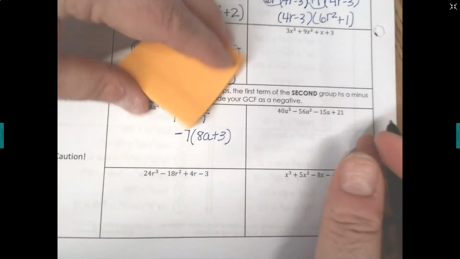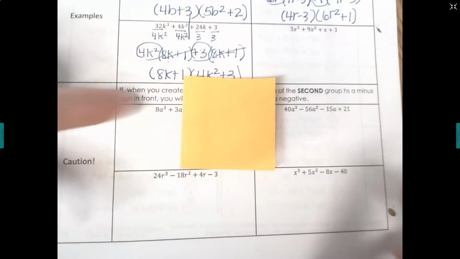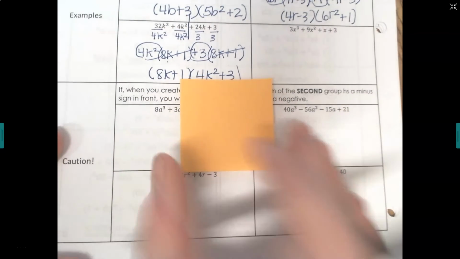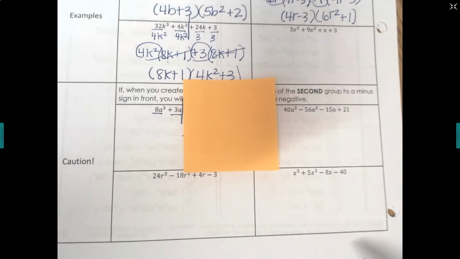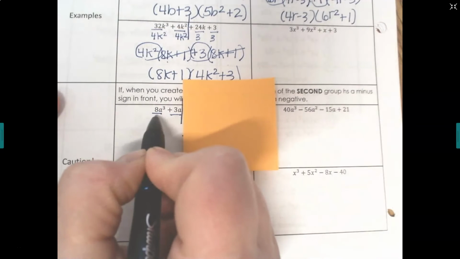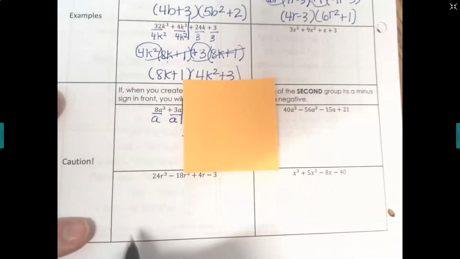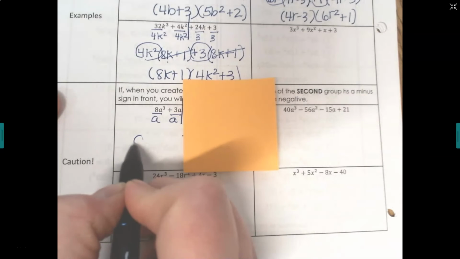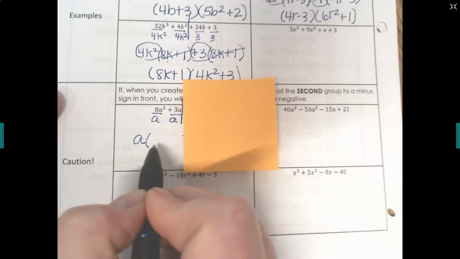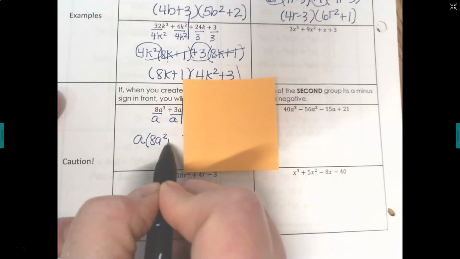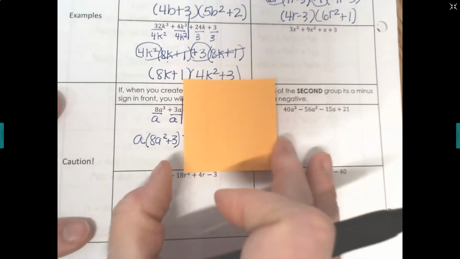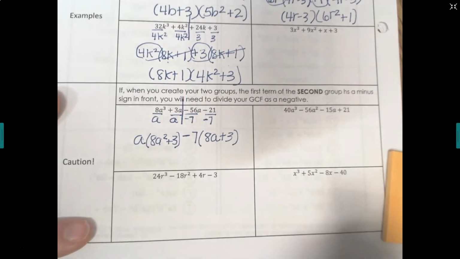Let's go look at the left-hand side. The left-hand side starts with a positive, so we're okay there. We can divide by a positive number. 8 and 3 have nothing in common. There's nothing that you can multiply to get 3 that you can also multiply to get to 8. So the only thing they have in common is the a, and it's only an a to the first because that's the smallest power. So a, and if I take that out, I'm dividing it, I end up with 8a squared plus 3.